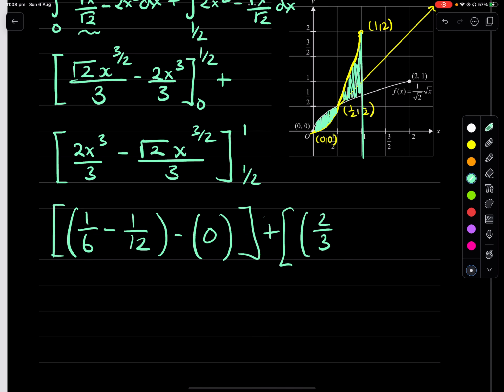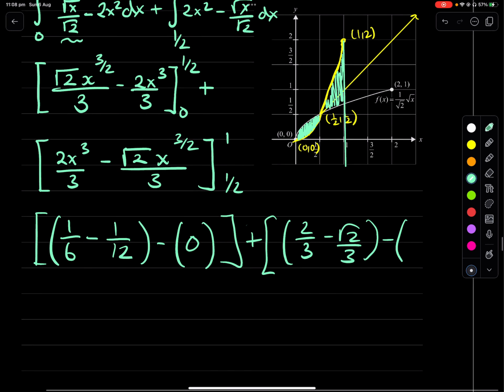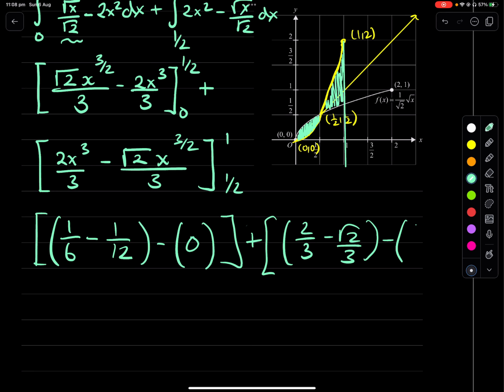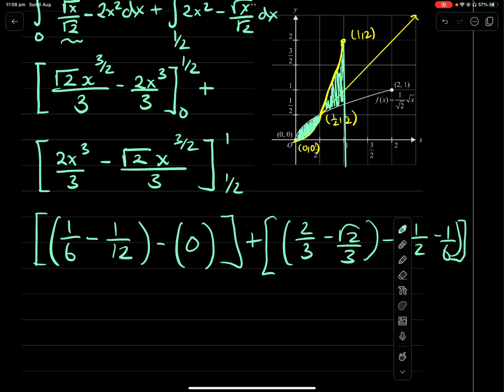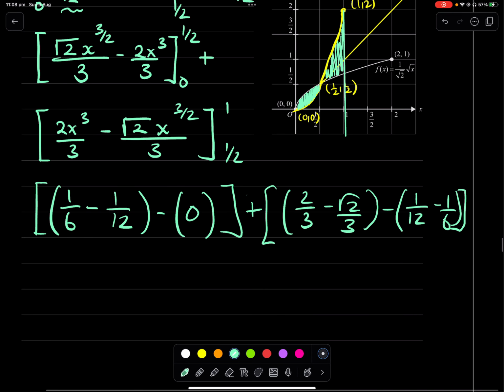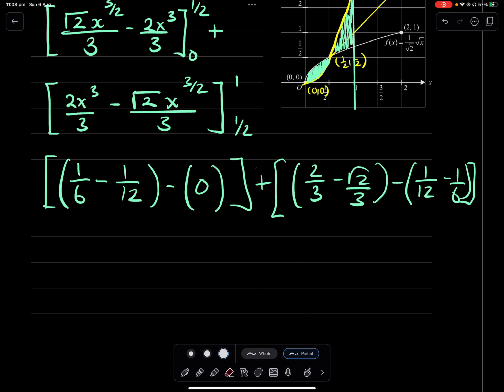2 over 3 minus root 2 over 3 minus, if we put a half again, it's just 1 over 12. And the other one will be just minus 1 over 6, because we've already done the calculation. Let me just move this. Okay, something like that. Perfect. Just let me write this, minus 1 over 6. Minus 1 over 6.